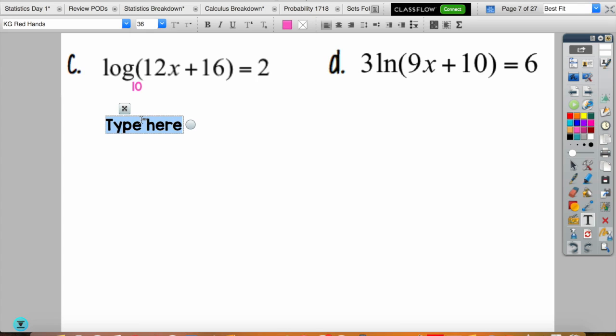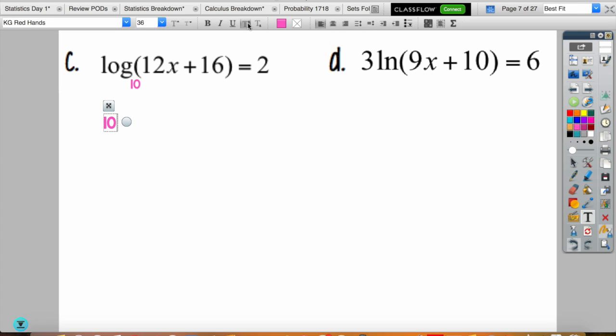What's step 3? Solve. What's 10 squared? How do I solve for x? Subtract 16. Divide by 12. What's 100 minus 16? 84. Then I need to divide by 12. What's 84 divided by 12? 7.